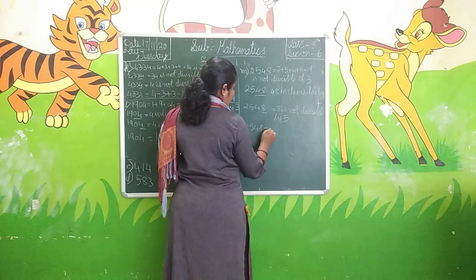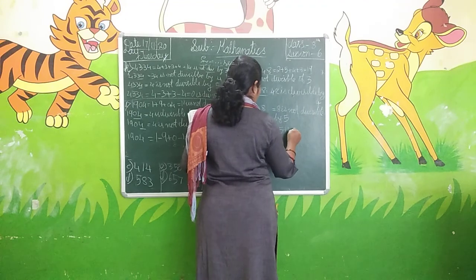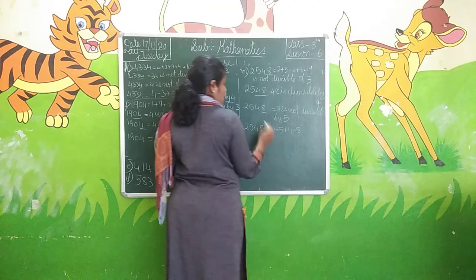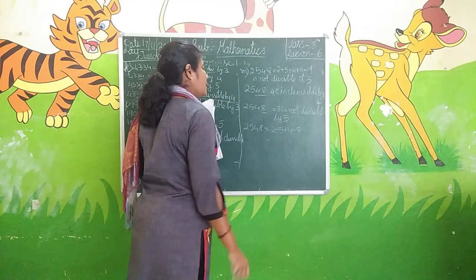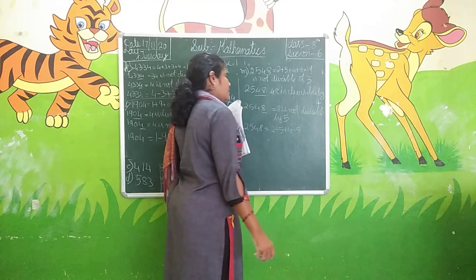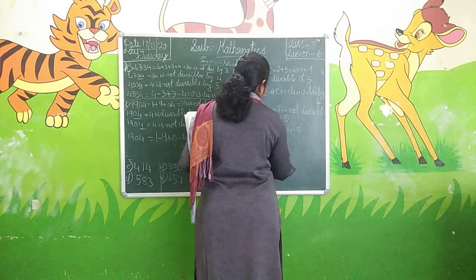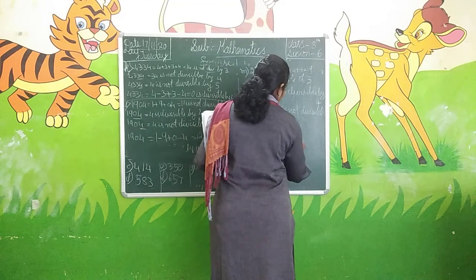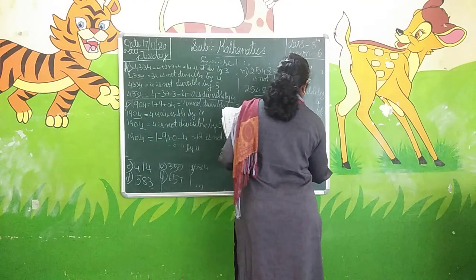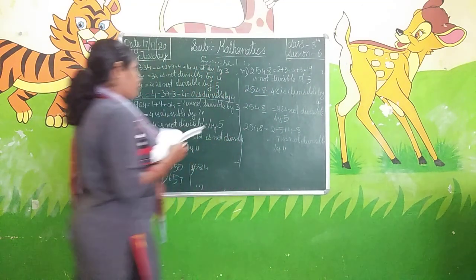And lastly, 2548: 8 minus 4 plus 5 minus 2, alternating. What do you get here? 8 minus 4 is 4, 4 plus 5 is 9, 9 minus 2 is 7. 7 is not divisible by 11. Got it, students? This completes your first Roman number.